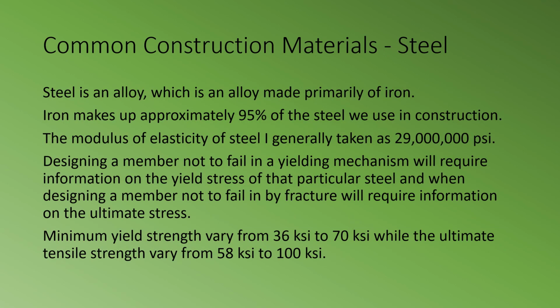Finally, we'll discuss some common construction materials. Steel is an alloy primarily made of iron. Iron makes up approximately 95% of the steel we use in construction, and the modulus of elasticity of steel is again generally taken to be 29 million psi. The minimum yield strength for steel varies from 36 ksi to 70 ksi, while the ultimate tensile strength varies from 58 ksi to 100 ksi.